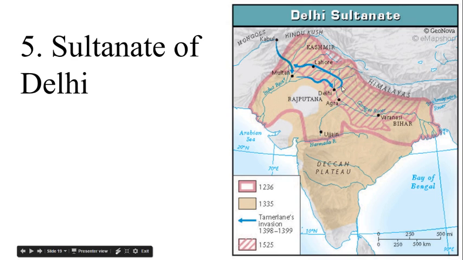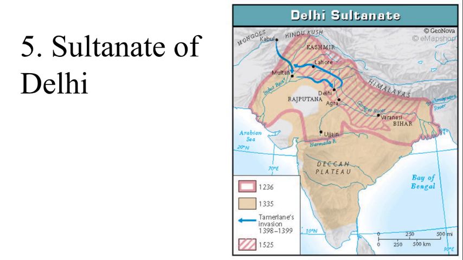So Delhi is the central city, you see it right up there. It is the modern day capital. Nowadays it's called New Delhi. And from this central city, they're going to expand a territory controlling most of northern India. And the ruler, the emperor, is going to be known as the Sultan. And this is what we call the Sultanate of Delhi.